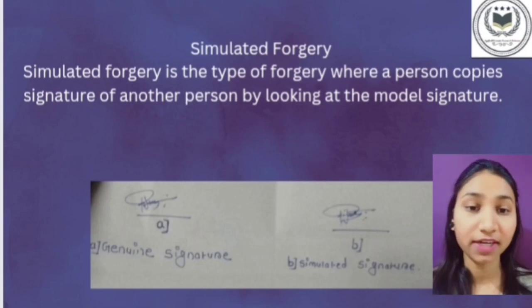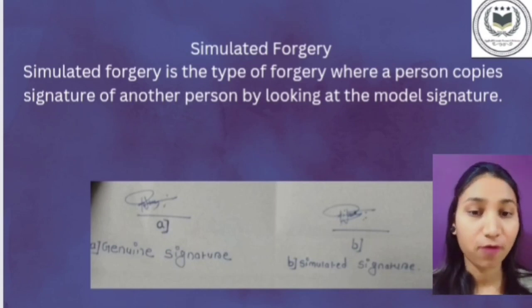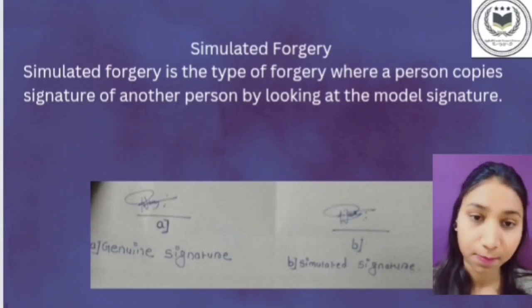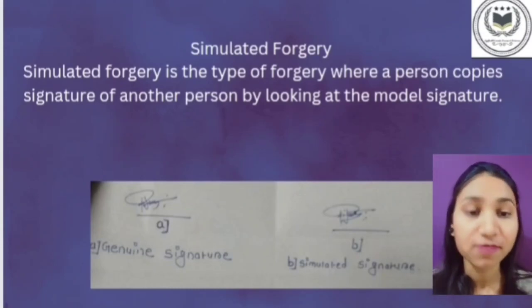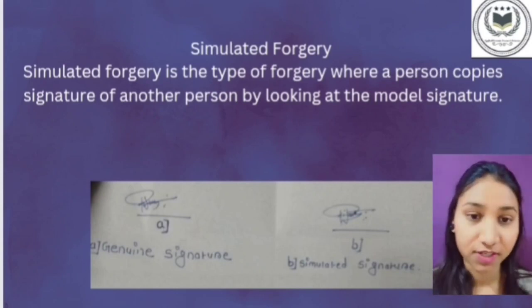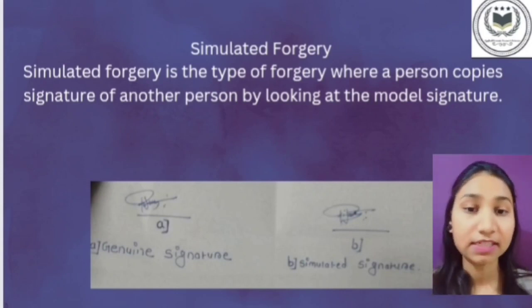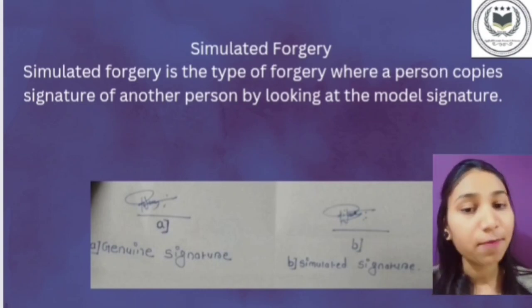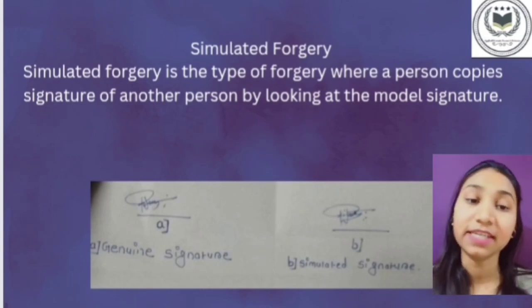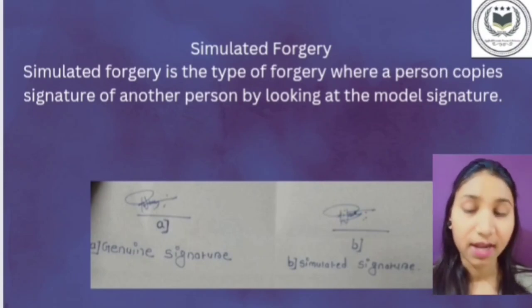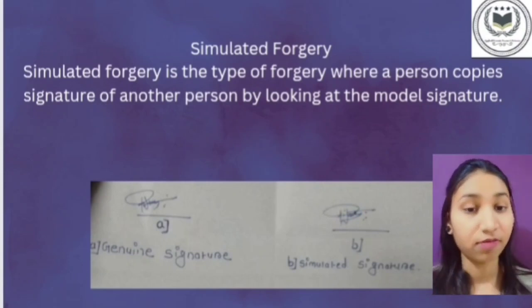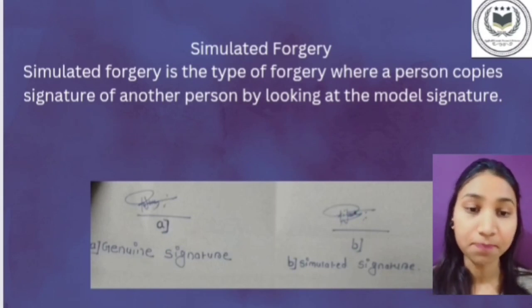First, simulated forgery. Simulated forgery is the type of forgery where a person copies the signature of another person by looking at the model of the signature. In this type of forgery, the model signature is present in front of the forger and he is copying from it. This type of forgery totally depends on the skills of the person copying the signature. And the forged signature will contain tremor marks, change in alignment and quality, line quality, pen lifts and pen pauses.